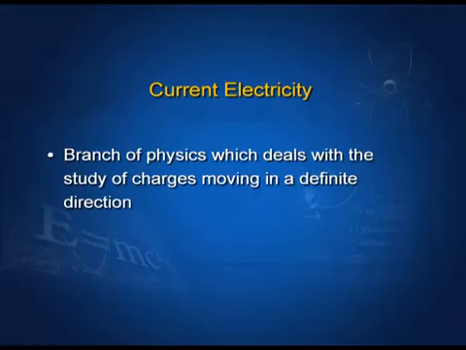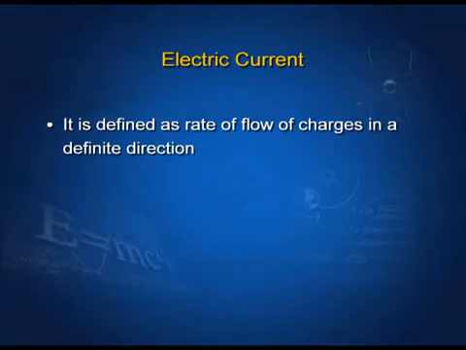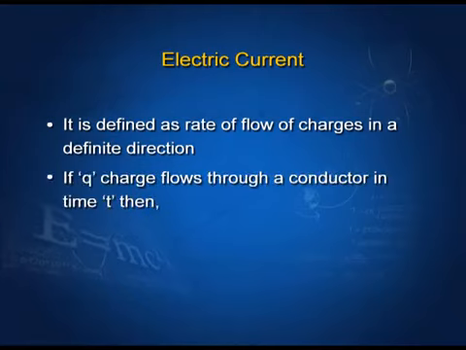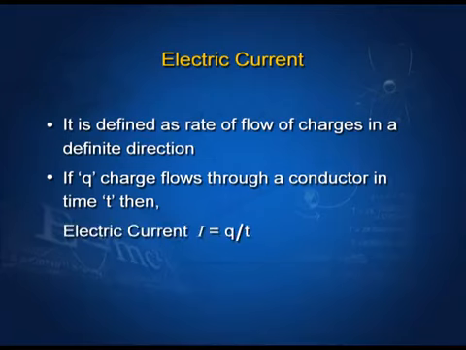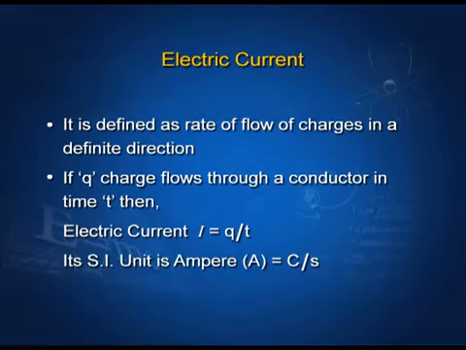Today we will discuss the chapter current electricity. Current electricity is the branch of physics which deals with the study of charges moving in a definite direction. Electric current is defined as the rate of flow of charges in a definite direction. If Q charge flows through a conductor in time t, then electric current I equals Q upon t. Its SI unit is ampere, which is coulomb per second.